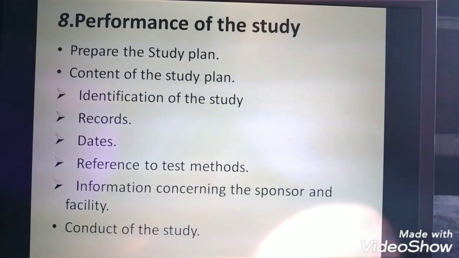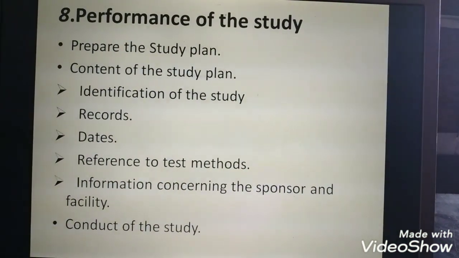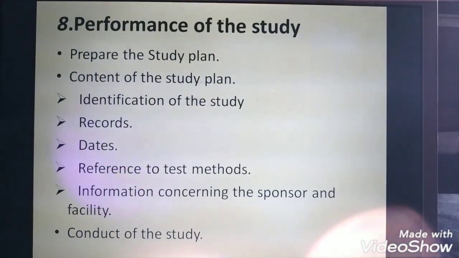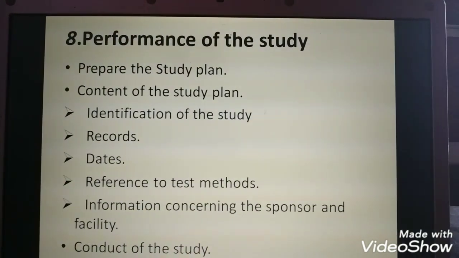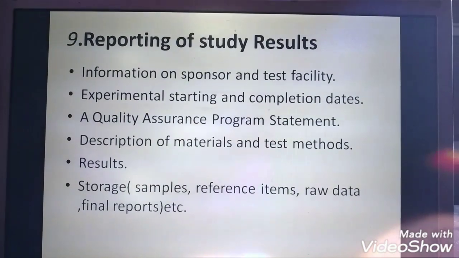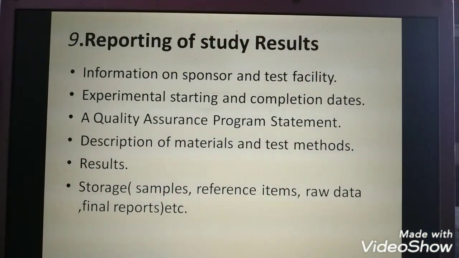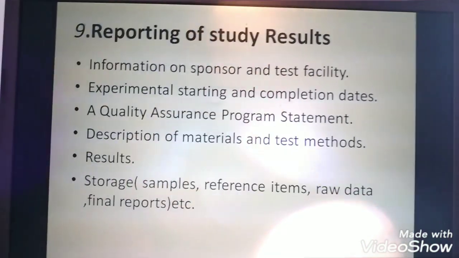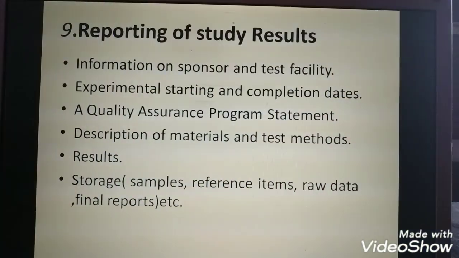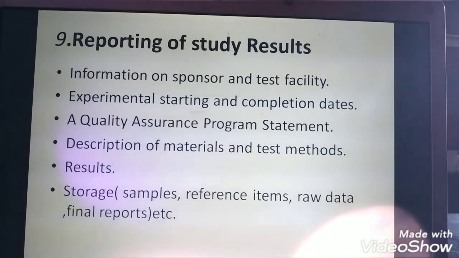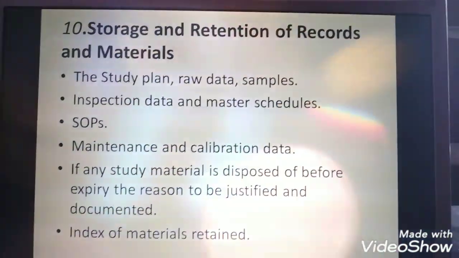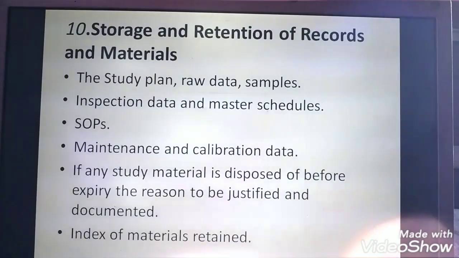content of the study plan, identification of the study, records, dates, reference to test methods, information concerning the sponsor and facility, conduct of the study. Reporting of study results: information on sponsor and test facility, experimental starting and completion dates, a quality assurance program statement, description of materials and test methods, results, storage, such as sample, reference item, raw data, final report, etc. Tenth, storage and retention of records and materials.